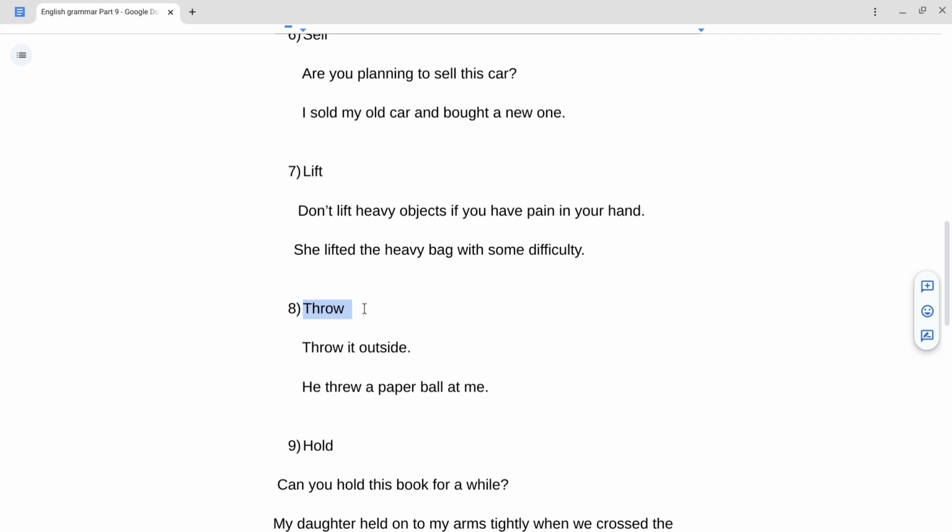Please write it down if this is a new word for you. Threw. Throw is a very common word, but threw, some people may have a confusion regarding that. Threw means it's a completed action. He threw a paper ball at me. My friend threw a paper ball at me. Okay, so I am telling someone, my friend, he threw a paper ball at me. So it is a completed action.